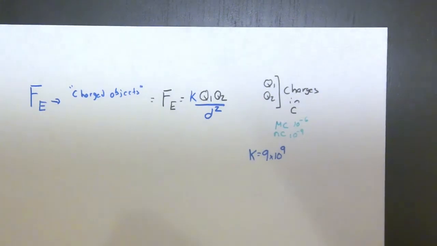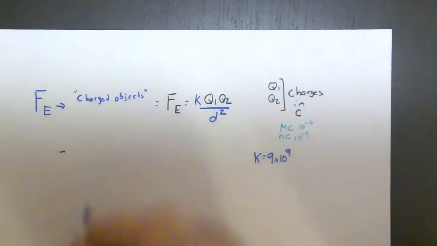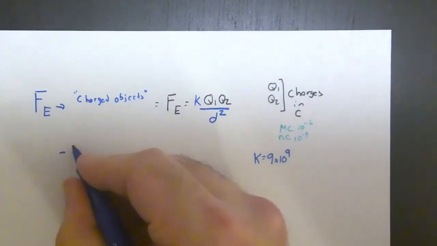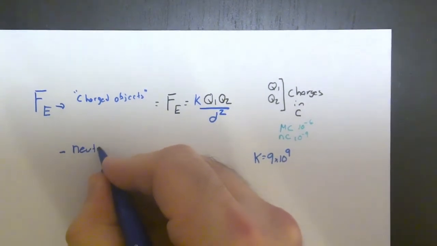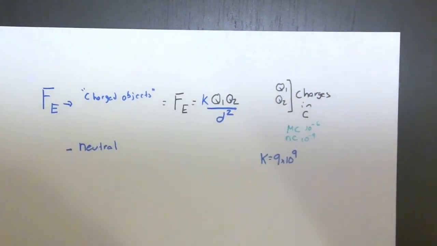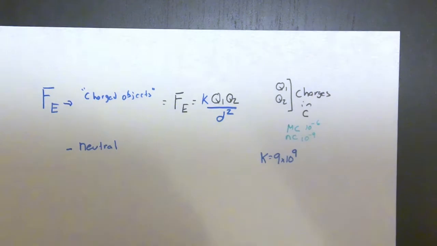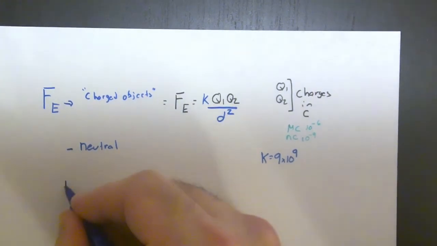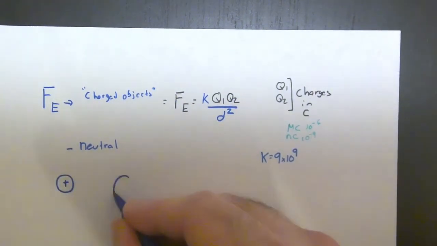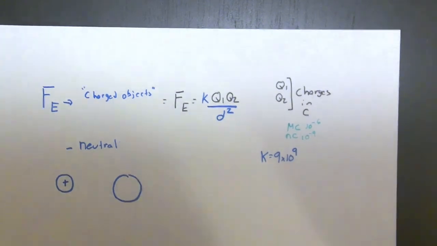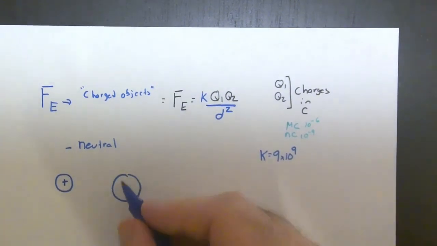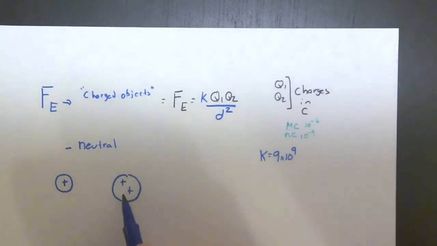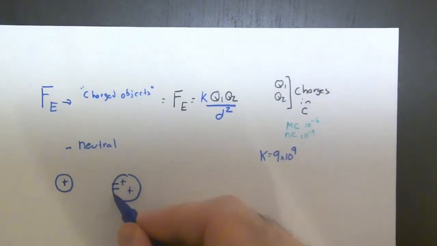Now, a couple things to keep in mind as well. We kind of talked about it before, but even neutral things usually feel some kind of force if the charges can move inside of it. So you might remember if we bring a positive object nearby, something that's neutral but charges can move, like metal, for example, the positives stay in place, but the negatives will either be attracted or repelled. In this case, they're attracted, making the left side negative, the right side positive.